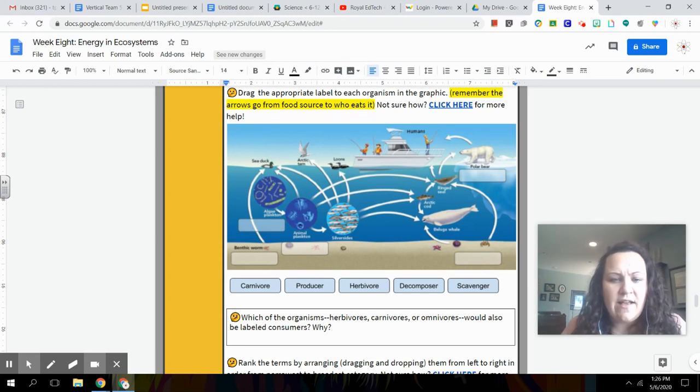So if I'm looking, let's say, at animal plankton, and I don't know what animal plankton eat, well, if there's an arrow pointing to the animal plankton, I follow it backwards. Here is an arrow that's pointing to the animal plankton, so I know that the energy from the algae plankton is consumed and eaten by the animal plankton. That tells me that animal plankton eat algae. And if you don't know if algae is a plant or not, you can always Google it as well. So use the resources available to you. But the arrows are pointing from food source to who eats it.